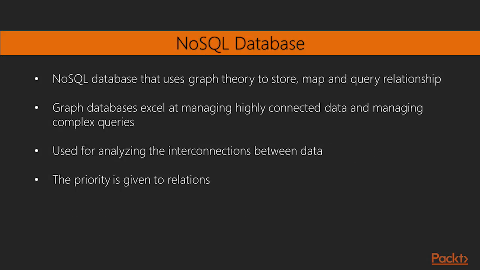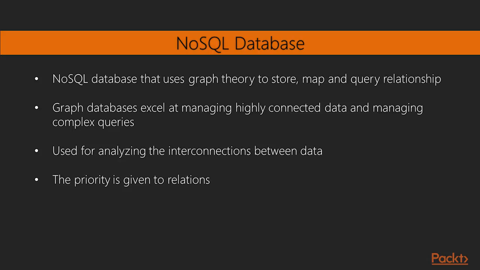A graph database is a type of NoSQL database that uses graph theory to store, map and query relationships. Graph databases excel at managing highly connected data and managing complex queries. They are mainly used for analysing the interconnections between data.